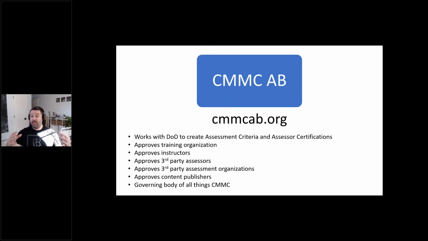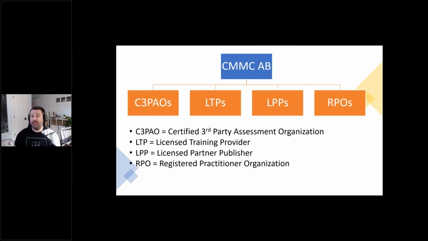All of this means that CMMC training is in lockstep with everything that the Department of Defense is looking for. So if you are working with a licensed training provider and they have a certified or provisional instructor and they're using Logical Operations courseware, there are other LPPs out there, but I work for an LPP, so I'm going to say my courseware, then you are in the clear, and I'll cover that a little bit more in a second. Now, the other thing is that the CMMC AB are the ones that govern all the organizations that are part of the ecosystem.